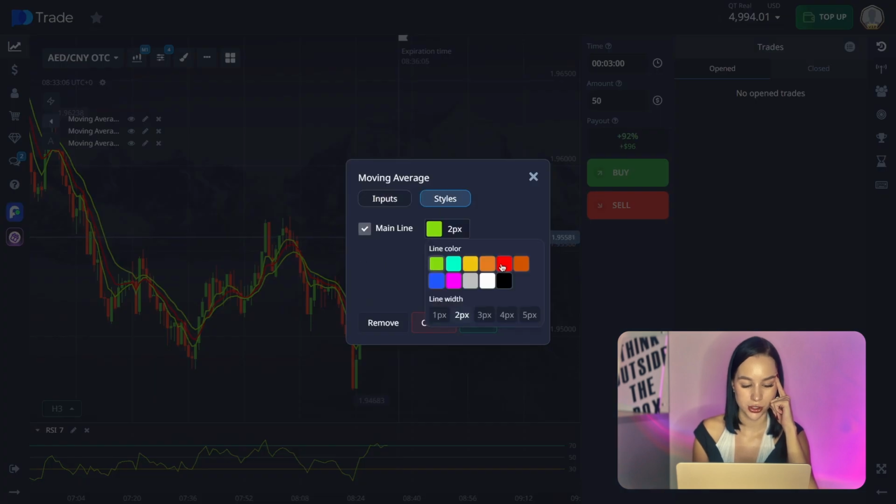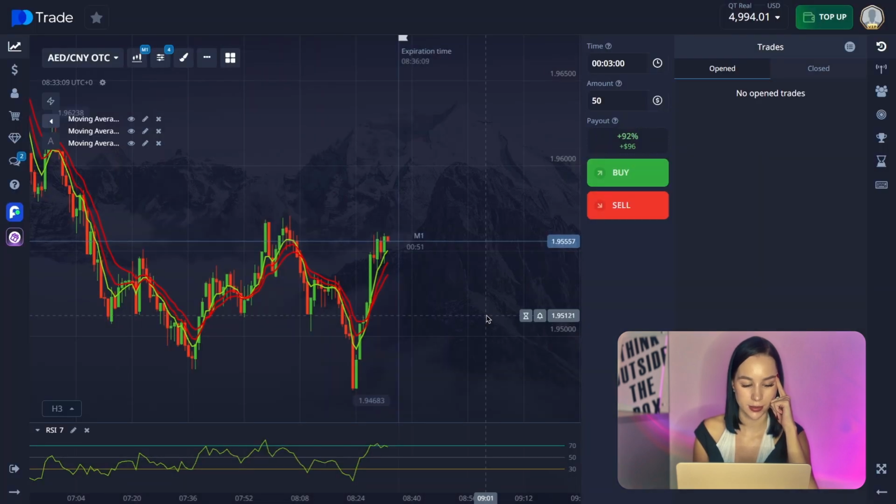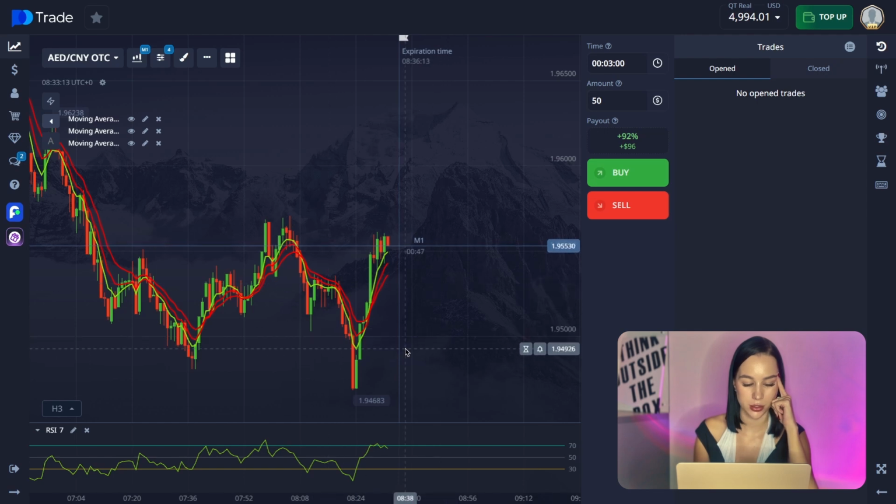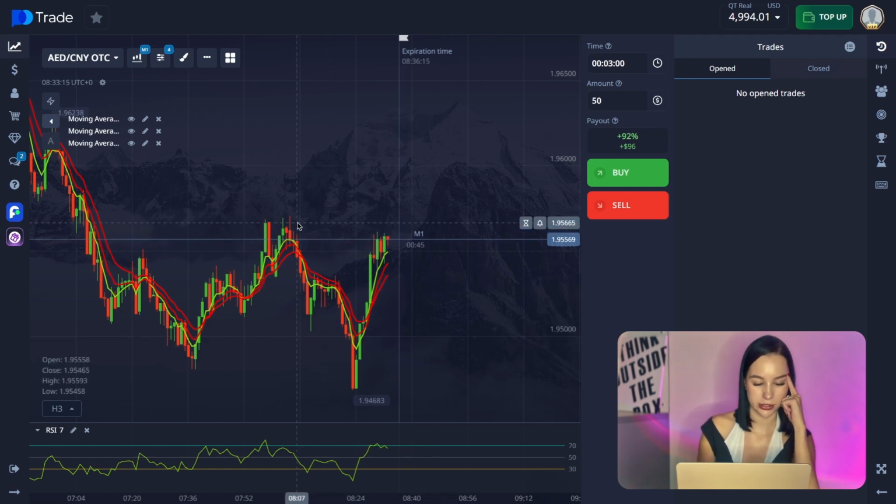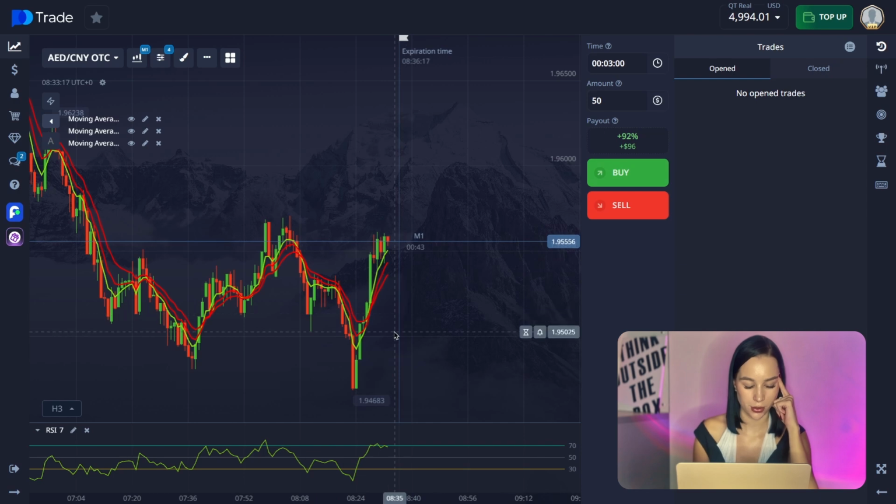We can actually change the colors here to red, and here to red as well, like the last two. So yeah, we will see it so much better when they're crossing each other or not. So yeah, now let's find the currency pair for opening a trade.